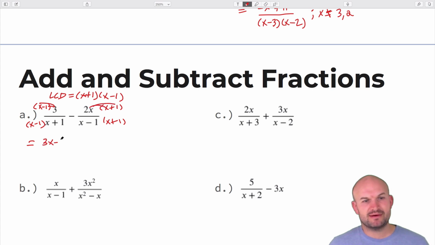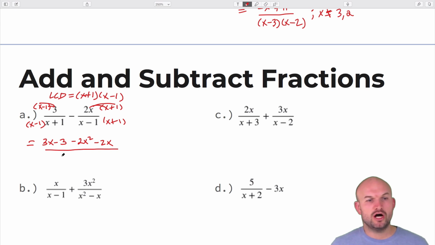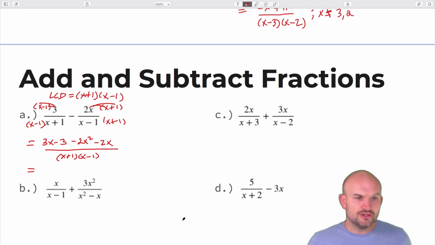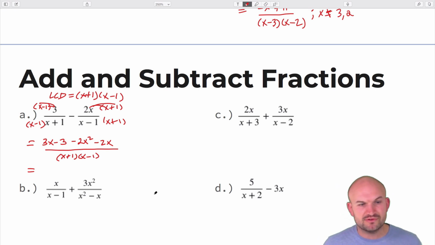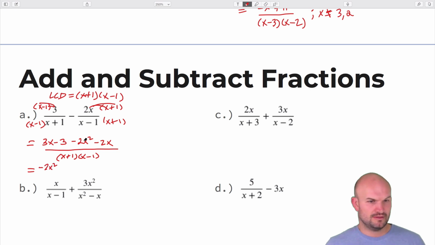So therefore, I'm going to have 3x minus 3 minus, let's see, that's going to be a 2x squared. And then again, remember, you're distributing the negative 2x plus 1, so that's going to be minus a 2x. And that's going to be all over x plus 1, x minus 1. Now you can write that as x squared minus 1 if you like to, but I would tell my students, it's perfectly fine. You're just leaving it as you have it. So therefore, then I have a negative 2x squared plus x minus 3 all over x plus 1 times x minus 1.